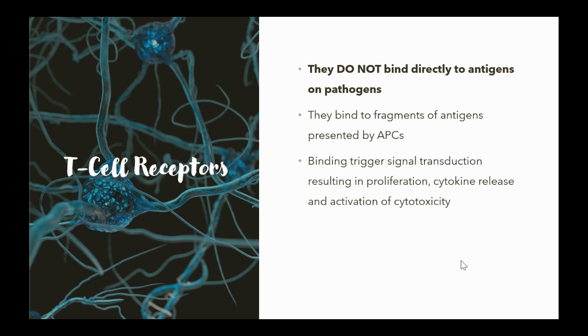T cell receptors will not bind directly to antigens. They bind to the fragments presented by antigen-presenting cells. It triggers signal transduction, which results in the T cells proliferating, in other words, dividing, multiplying, making more. Release of cytokines. Those cytokines are chemicals which activate B cells, but they also activate cytotoxicity, which is done by, it will surprise you to learn, a cytotoxic T cell.